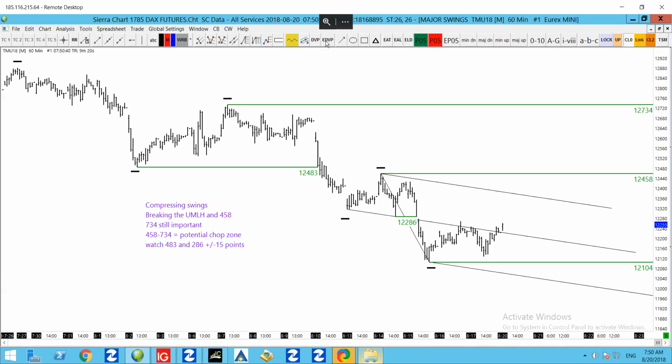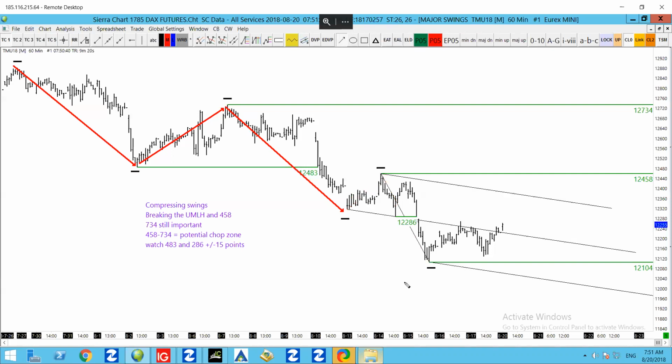Now, the question that I'm asking myself at the moment is, are we compressing swings? What I mean by that is we had this impulse wave here, followed by this reaction wave here, followed by another impulse wave here. And there was a certain rhythm as far as these swings are concerned. But if we consider that these are also three major swings, they're starting to compress now, which would often signal the start of a reversal.